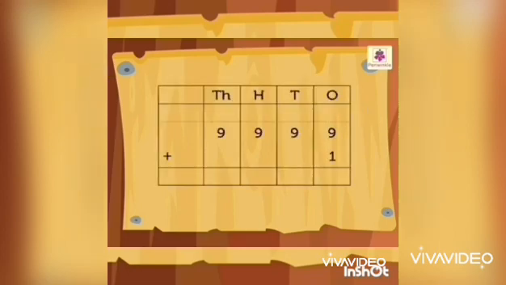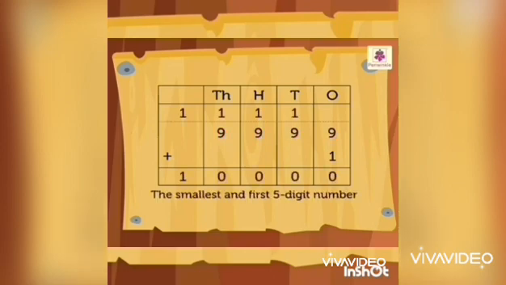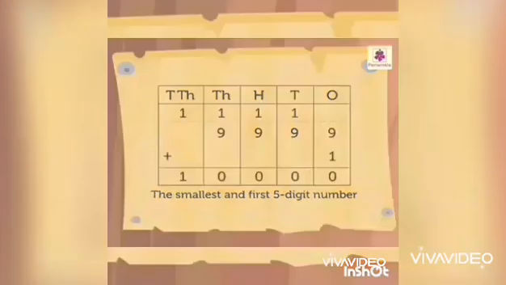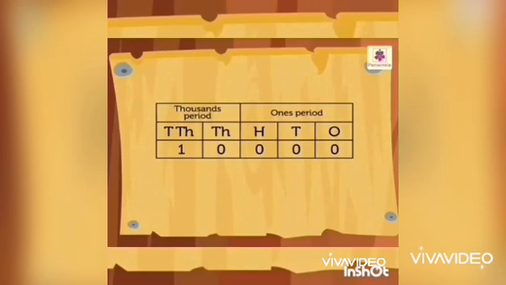When we add 1 to the largest 4-digit number 9999, we get the smallest 5-digit number, 10,000. 5-digit numbers are placed in the ones, tens, hundreds, thousands and 10,000s column. Now let us see how these numbers are placed.